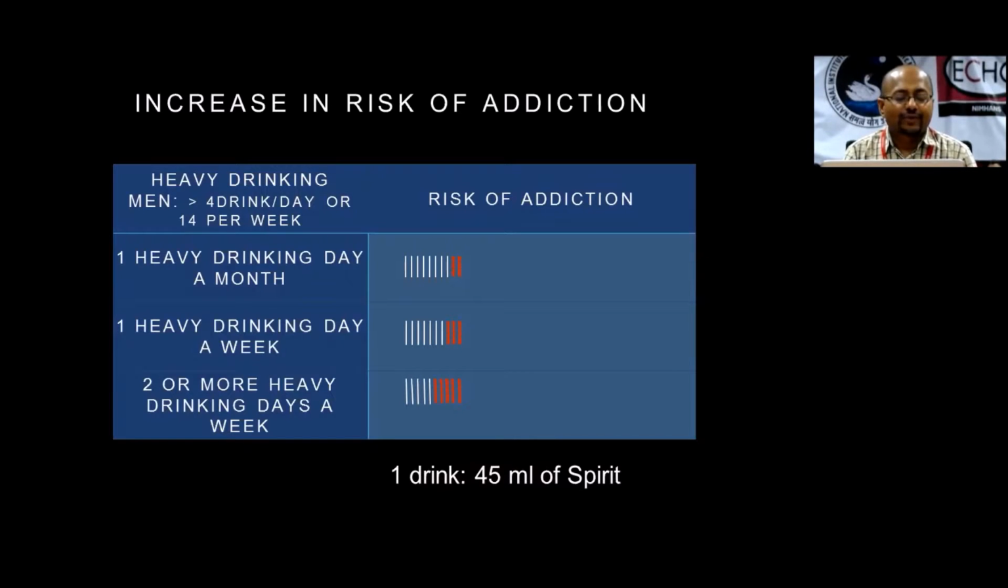Second option, 1 heavy drinking day a week, so more than 4 drinks in a day. Then 3 out of 10 get into addiction. Now coming to the third group, which is a much higher group, where you have 2 or more heavy drinking days a week. So twice a week you drink heavily. Heavily means more than 4 drinks. The chance becomes 50%. So 5 out of 10 are likely to get addicted if the pattern goes like this. This is the NIAAA data, which worries you a lot: you need to be careful and tell people not to reach this level.